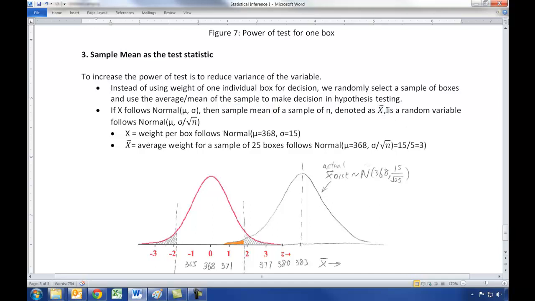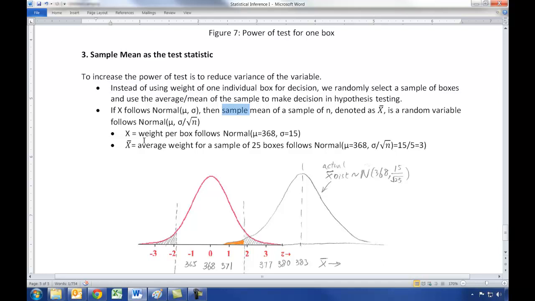If we calculate x bar, then x bar is itself a new random variable that also follows a normal distribution with the mean equal to mu, but with a much smaller standard deviation. And to be exact, the standard deviation will be sigma divided by the square root of n. N, again, is the size of the sample.